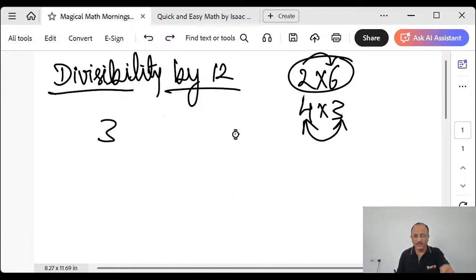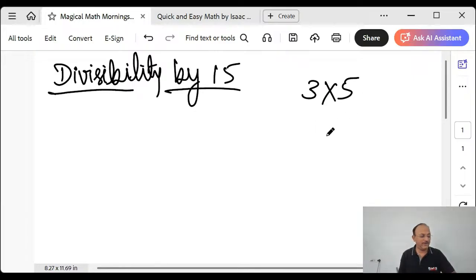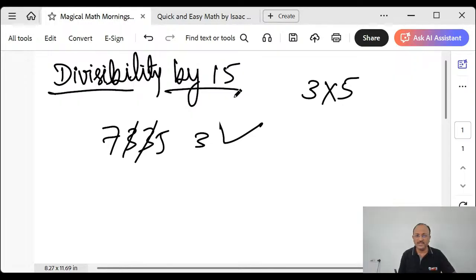Same thing, if you want to extend the same thing to 15, how do you check that? 15 can be expressed as a product of two prime numbers or two co-prime numbers, 3 and 5. So what we do? You check, is it divisible by 3 and is it divisible by 5? For example, if I take 7335, divisibility by 5 is easy. Correct? No, it should have either 5 or 0 at the end. Now check only for 3. 7 plus 5, 12. Yes, it is divisible by 3. Therefore, this is divisible by 15.